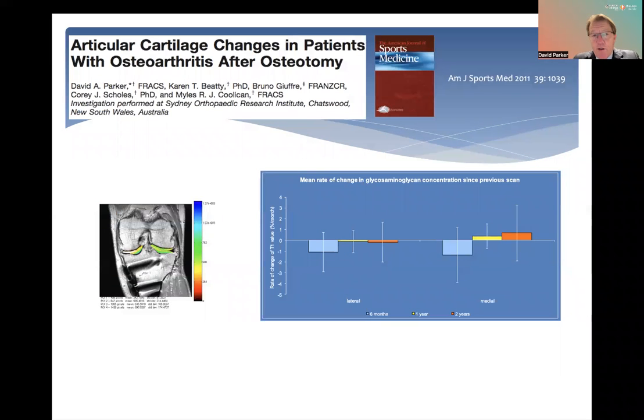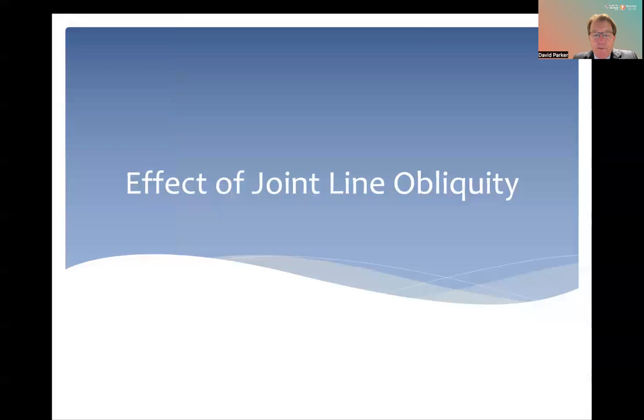We've also looked at articular cartilage changes in the same group of patients, showing that we do get an improvement in the medial compartment articular cartilage over 2 years. Again, if we correct them to approximately 2.5 degrees of mechanical valgus in patients with well-established osteoarthritis. So that gives us some indication for what we should be doing in patients with arthritis.